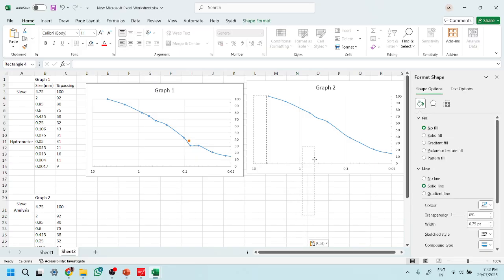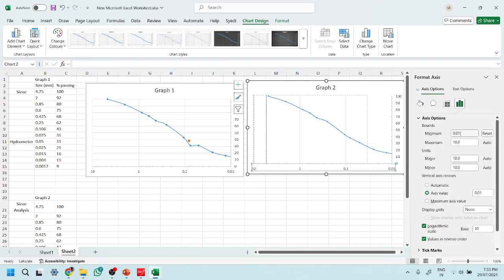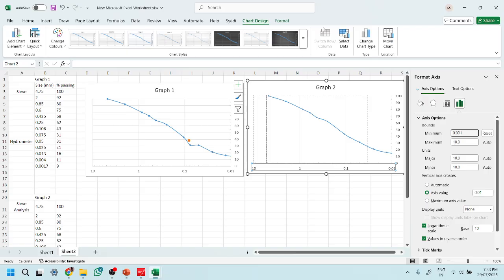Then we have sand, which is from 4.75 mm till 75 microns. Then we will have silt from 75 to 2 microns.